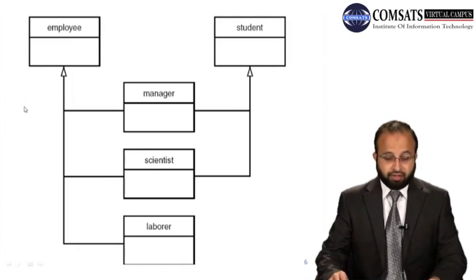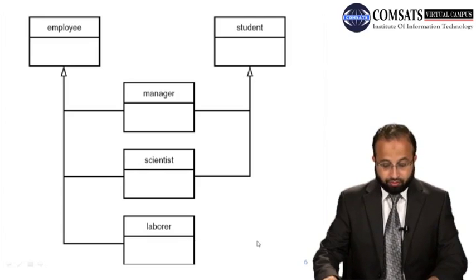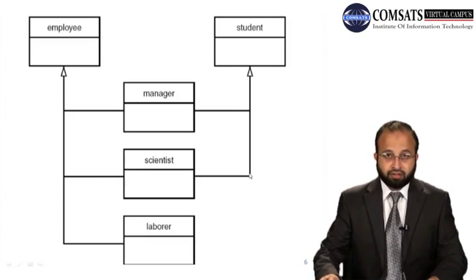So that kind of inheritance is called multiple inheritance, where a derived class is inherited from two or more classes, right? If you want to store the education record of a laborer, then you need to make this relationship so that laborer is also inherited from student, right?